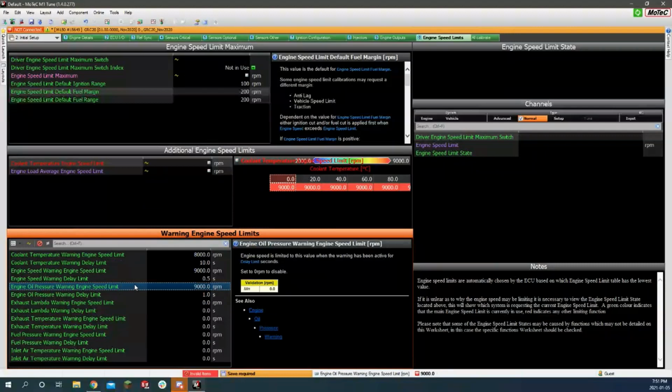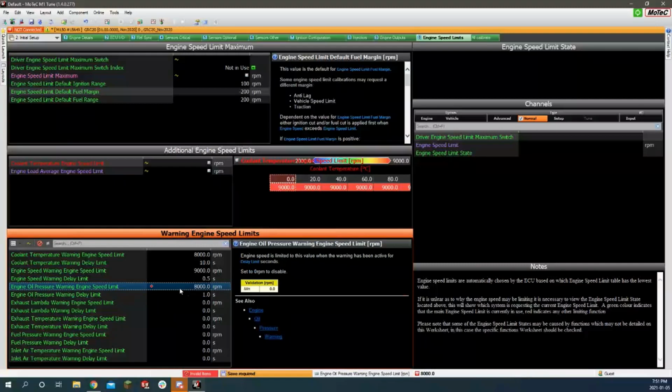We do have an oil pressure sensor on the car, which is new for us, having an analog oil pressure sensor. And if it drops below a certain range, there's a graph for that later in the software. It'll limit your engine speed as well. 9,000, that seems kind of high for an oil pressure warning. So that's 8,000.